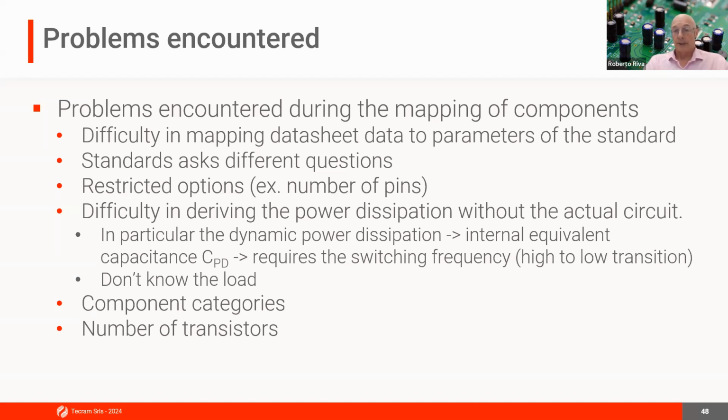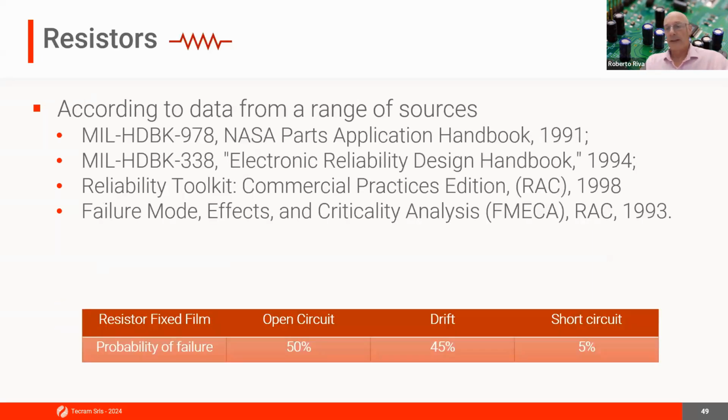We don't know the load. When we get a circuit, we don't know what is connected. We don't know the values of these things. Component categories: in one case, we had to switch the category slightly. Obviously, we didn't switch from resistor to capacitor, but we had to switch to a different type of capacitor because it was giving us some problems. Number of transistors, we already mentioned that. We didn't know where to start. All things could be resolved. It just needed more time.